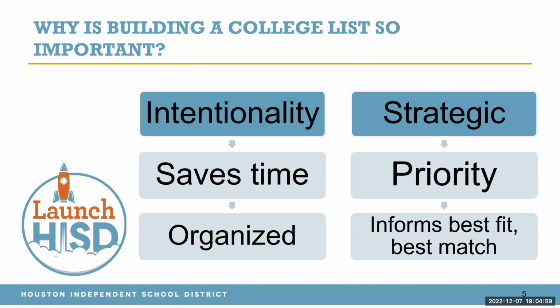It's also about prioritizing their options and being organized. If you're a student applying to a list of 10 schools, even a good list of 10 schools, you're going to be receiving a lot of emails from those colleges. You have to keep up with a lot of logins for their portals, so it's important for them to be organized. And as I mentioned in the previous slide, it informs the best fit, best match.